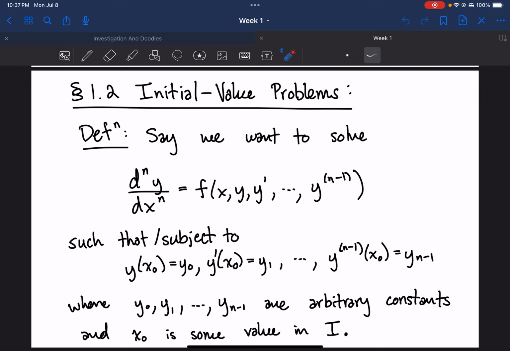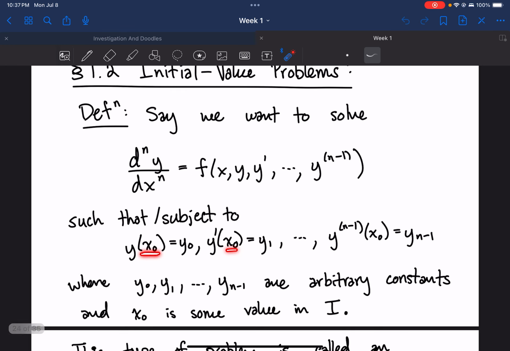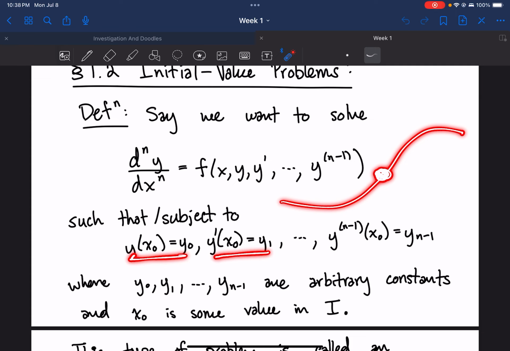And I forget what people call the x0 number, but all the functions y are evaluated at the same point. If you want to think about this graphically, we have some function y, and then there's some point x0. You're specifying the height of the function at this point, that's this value. You're specifying the slope of the function at this point, that's this value. There's not really a good interpretation of the higher order derivatives, but you're specifying those as well. So you have this singled out point x0, and you're specifying the behavior of the function at this point.